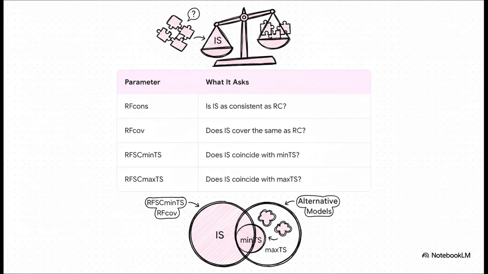They're basically asking, okay, after all these tough tests, how much of my original story's explanatory power did I actually lose? The other two, RFSC min TS and RFSC max TS, they measure the overall family resemblance between your solution and all those other alternative models you generated.